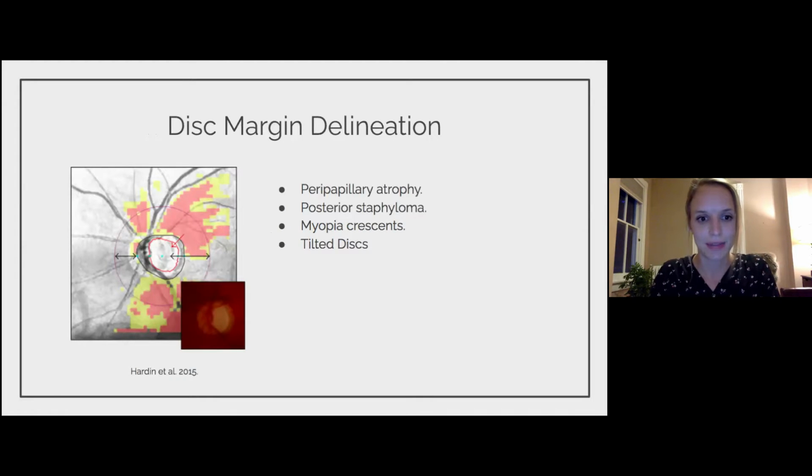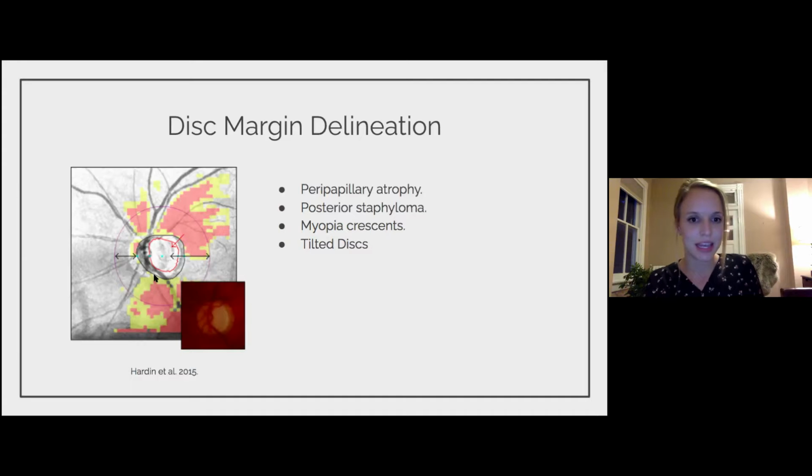Things that can affect the disc margin delineation are peripapillary atrophy, posterior staphyloma, myopic crescents, and tilted discs. You can see in this example that the fundus photo has a really nice round optic nerve and a myopic crescent next to it. On the OCT, it's including that myopic crescent in the optic nerve measurement.